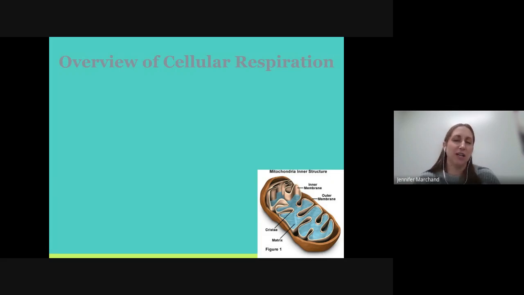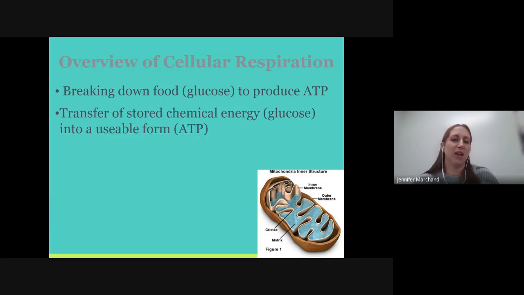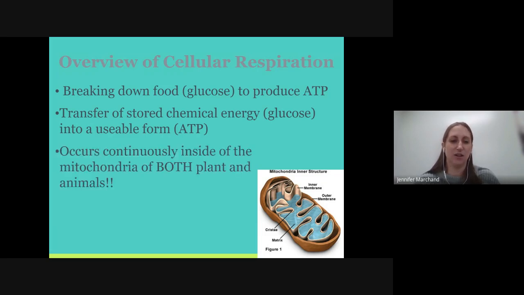All right, so we're going to need that information to jump into cellular respiration here. What cellular respiration is, it's going to be the breaking down of food, glucose, to produce ATP. So it's the transfer of stored chemical energy of glucose into the usable form of ATP. This occurs continuously inside of mitochondria in both plants and animals.